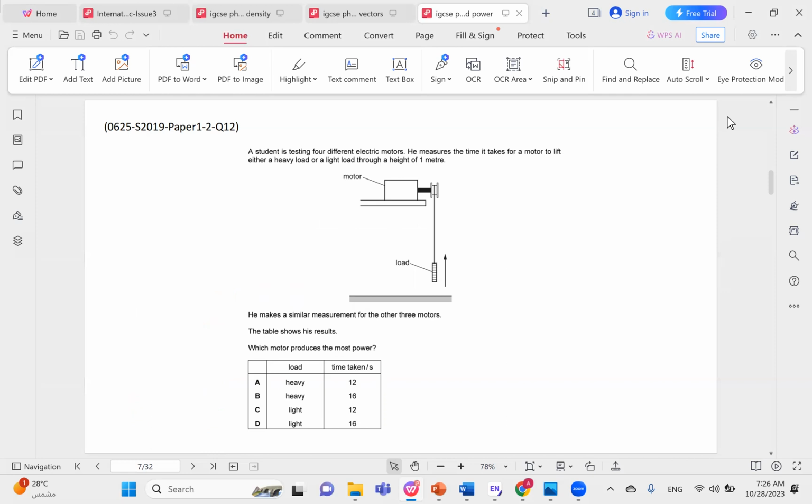Of course, to get the most power, P equals work over time. So to maximize P, you want to increase P as much as possible. So you need to increase W and you need to decrease time. Using simple mathematics, if I have a fraction, if I increase the numerator, then the value increases. And if I decrease the denominator, then the value increases as well.